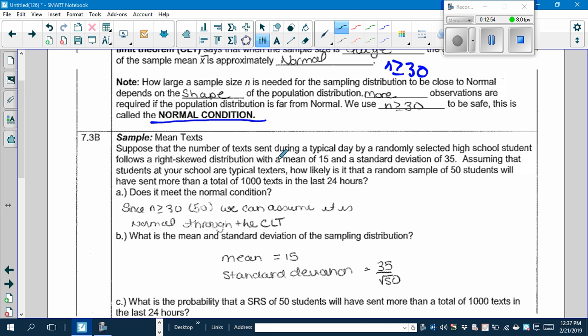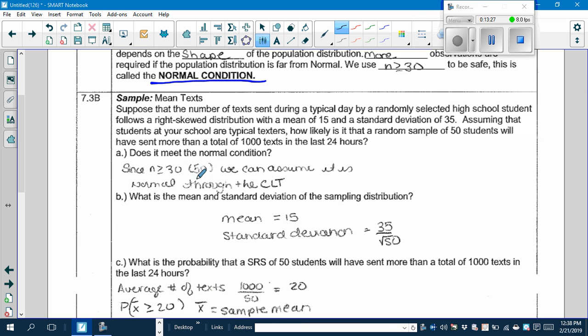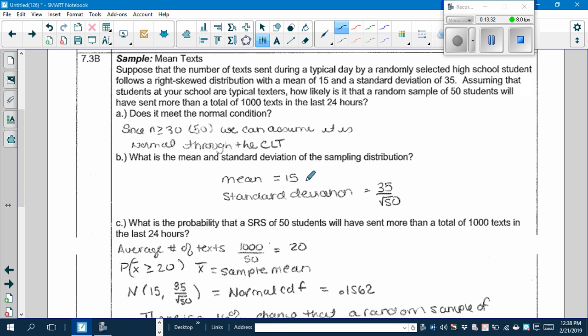So here's what we're talking about. Suppose the number of texts during a typical day for a randomly selected high school student follows a right skewed distribution with a mean of 15 and standard deviation of 35. Assuming the students in your school are typical texters, how likely is it that a random sample of 50 students will have sent more than a total of 1,000 texts? First things first, we have to make sure it meets the condition. It's greater than or equal to 30. We have a sample of 50, so we can assume it's normal through the central limit theorem.